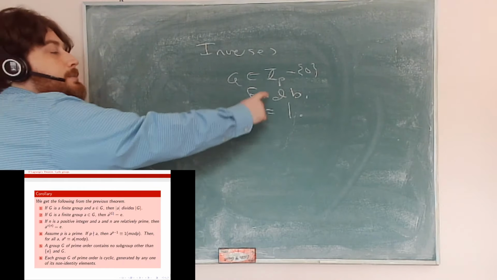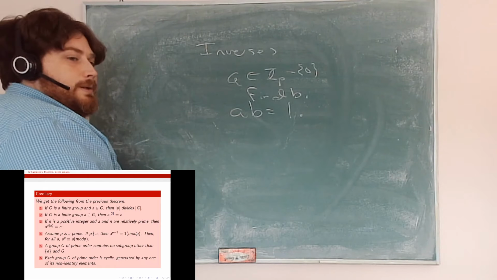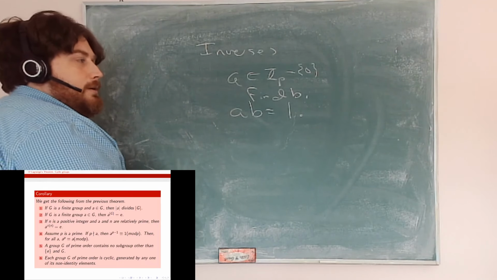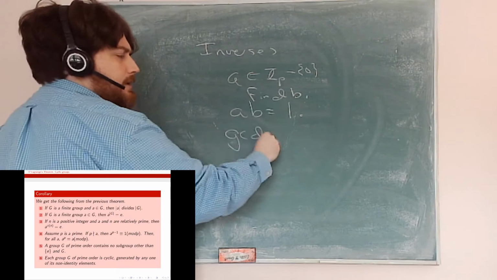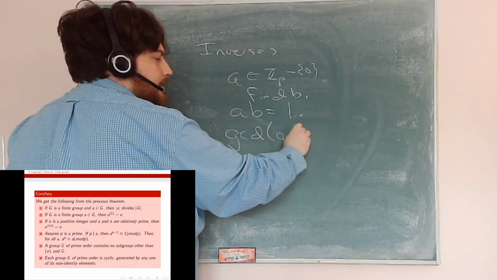But if we're working with Z sub p in general, we have to think about this another way. So I'm going to say, if I have an arbitrary a in Z sub p, not 0, what is the greatest common divisor of a and p?